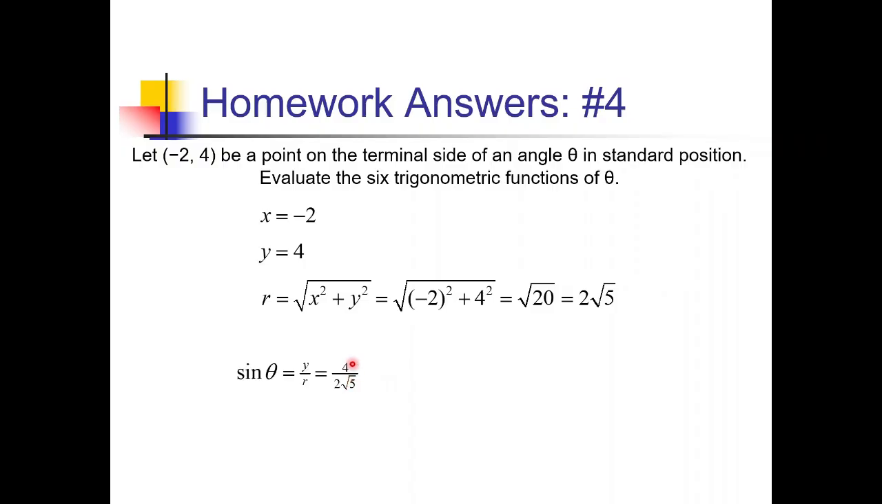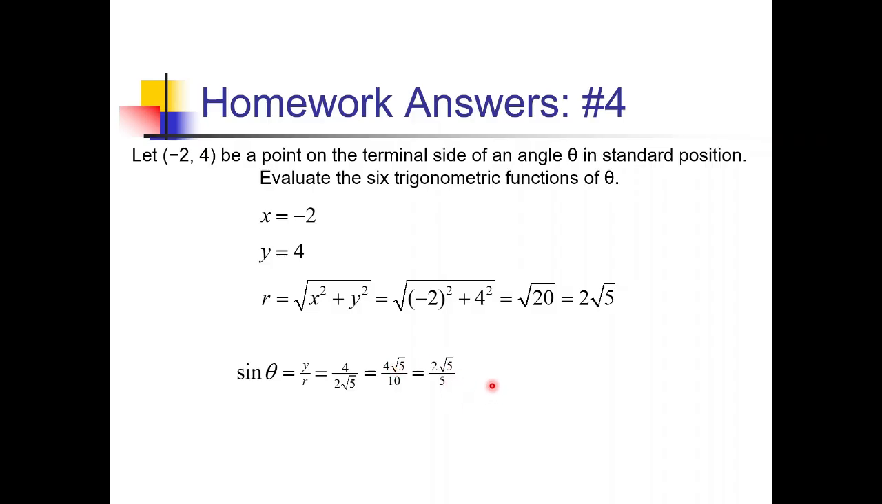Let me first get the radical out of the denominator. So I'm going to multiply by root 5 over root 5. That gives me 4 radical 5 over 2 times just plain old 5, so 10. So we have 4 root 5 over 10. And then I can simplify the 4 and the 10, reduce those to a 2 and a 5. So 2 radical 5 over 5 when the dust settles.